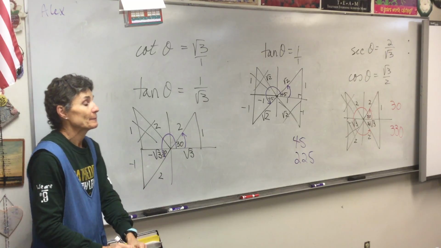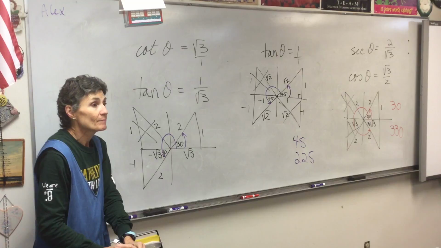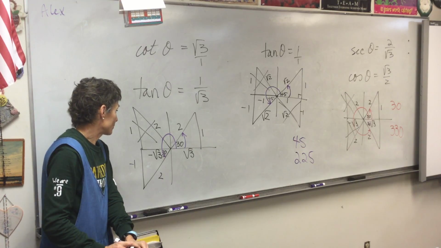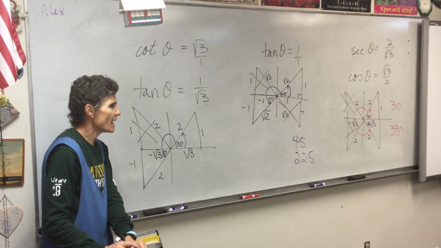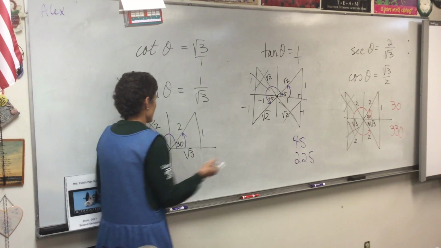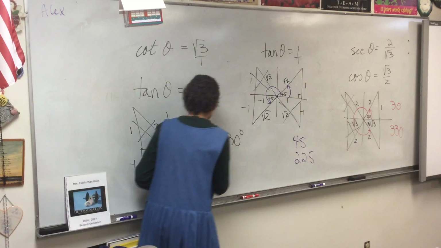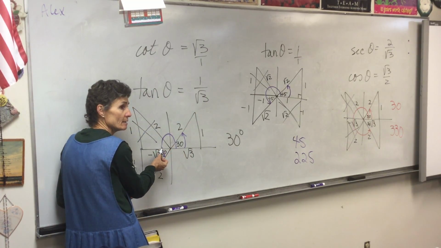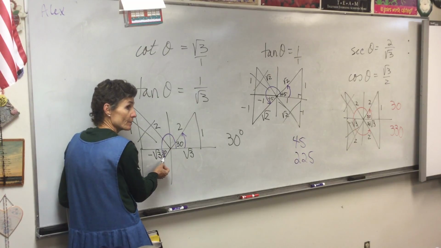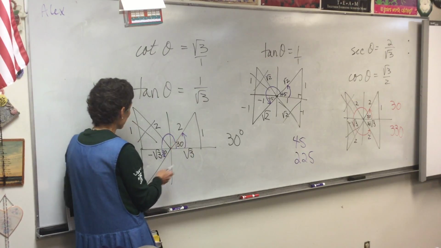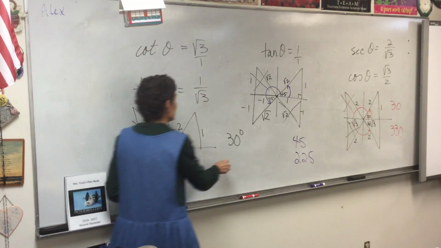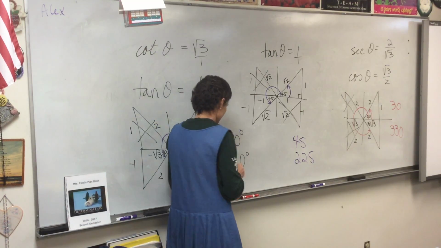So what do we got? Eric? 30 and 210. Because we got 30 from here, and then this guy is going to be 180 plus 30 more. Okay, yeah, no, that would have to be over here, and it's not. So we're going to use 180 and 30 more, so that would be 210 degrees.